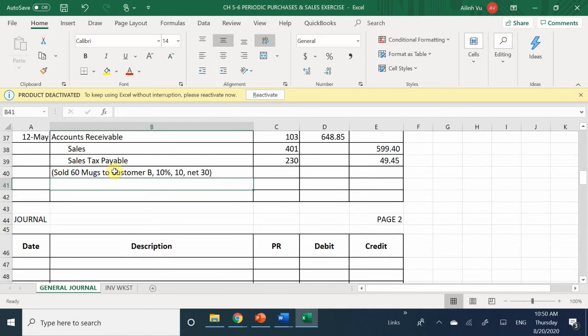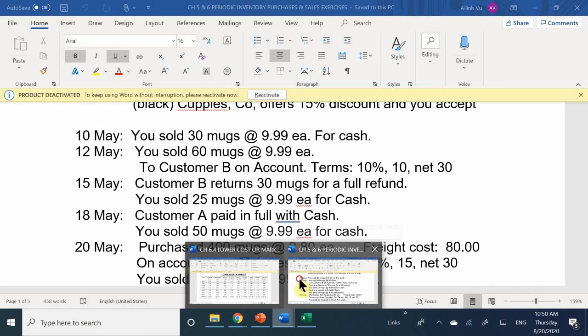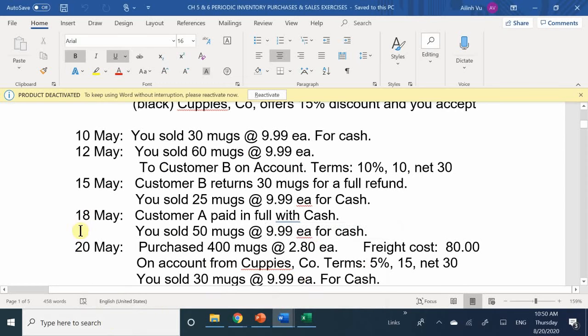So now we're going to be on the second page of our journal. Okay, second page on our journal, and what happened next? Customer B returns 30 of those mugs. Man, he just bought it from us 3 days ago. Now he's returning 30 of the mugs for a full refund. Now, of course, he meets the return policy, right? Assuming that our return policy is within 7 days, whatever.